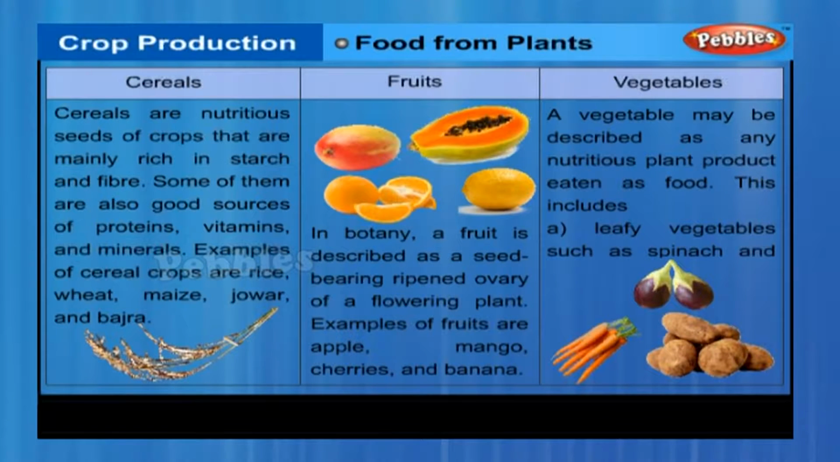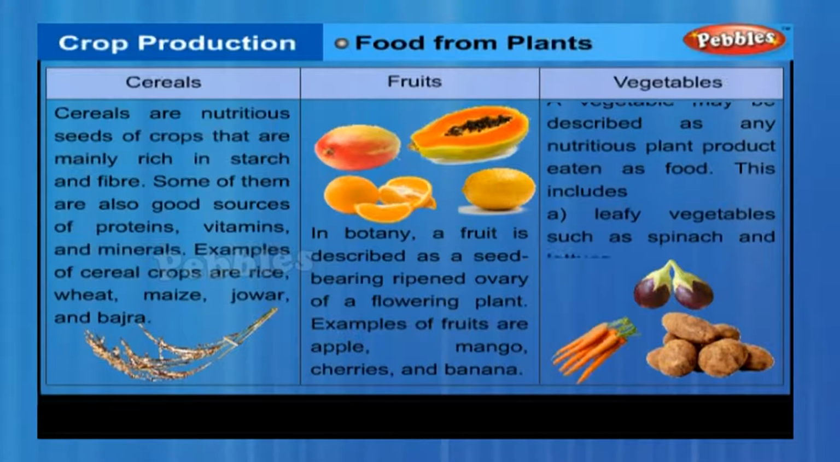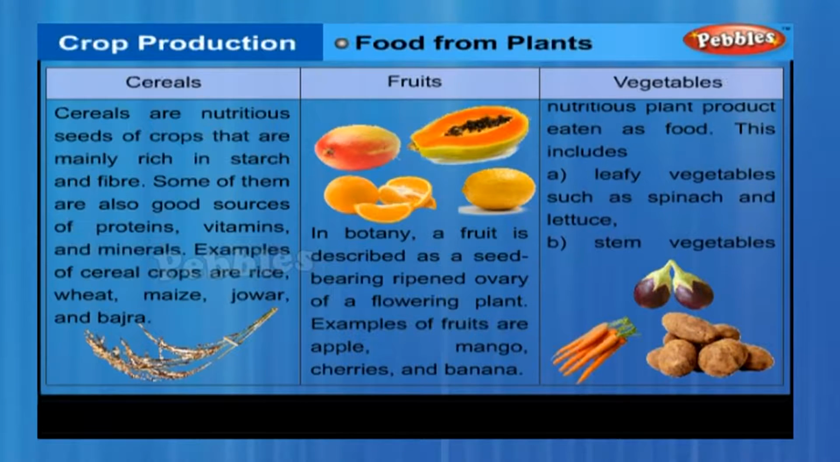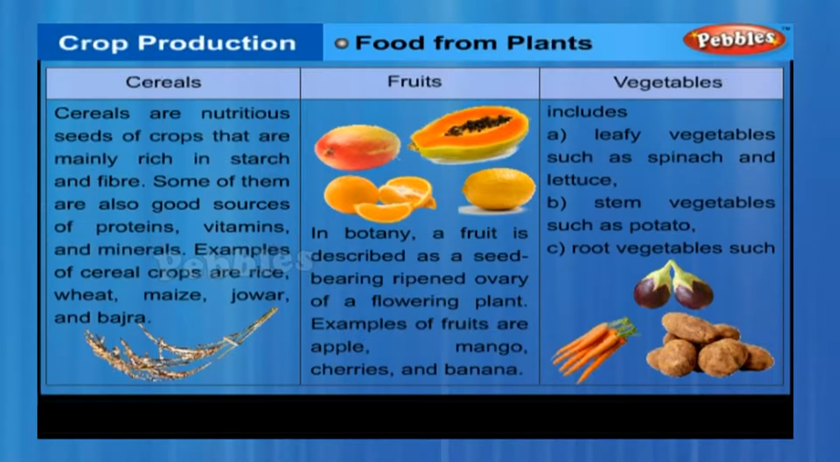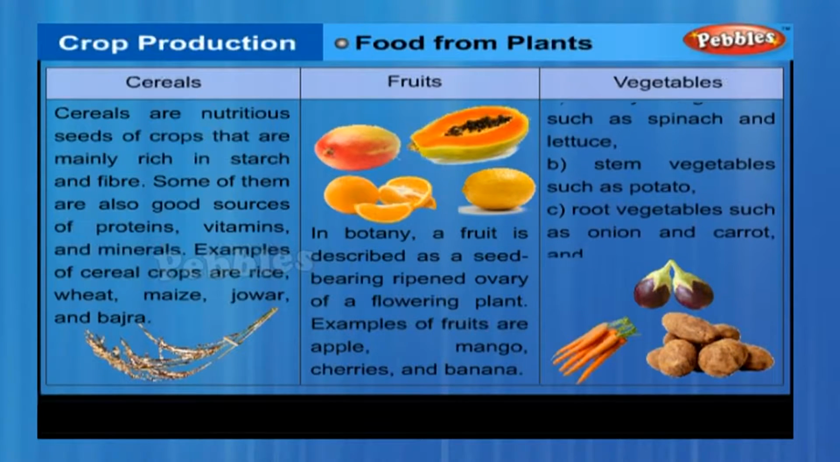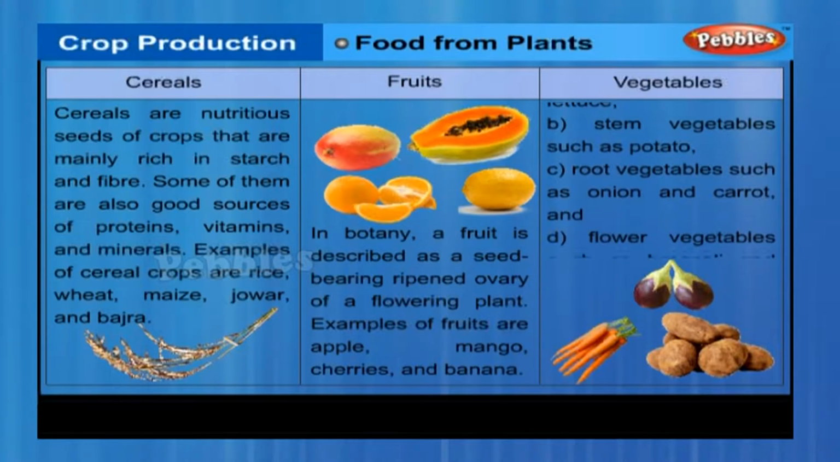Food from plants. Any plant that is cultivated on a large scale for food or any other use is called a crop. Food products obtained from crop plants are listed out in the table.